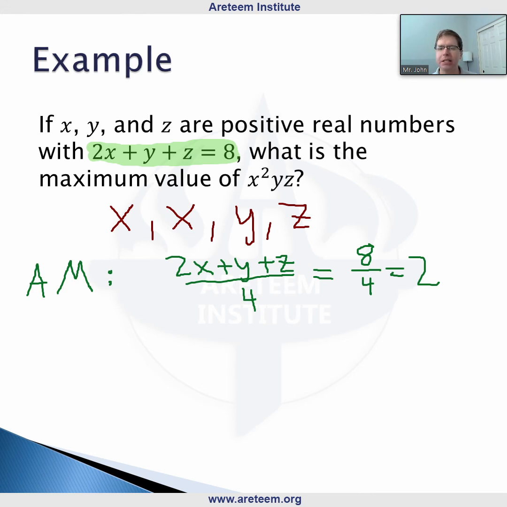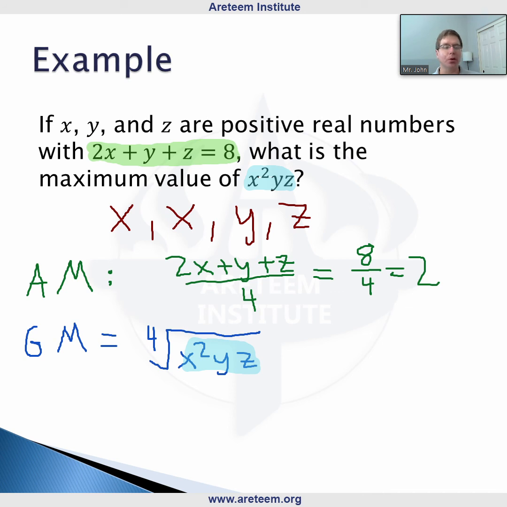Now, what about the geometric mean? I think you probably see where this is going. The geometric mean is the fourth root of the product of these four numbers. Well, wait a second. The product of these four things is x squared y z. So this is exactly the value we're looking for in our question, the maximum value of this thing.